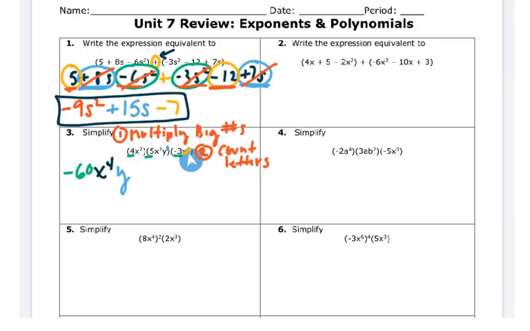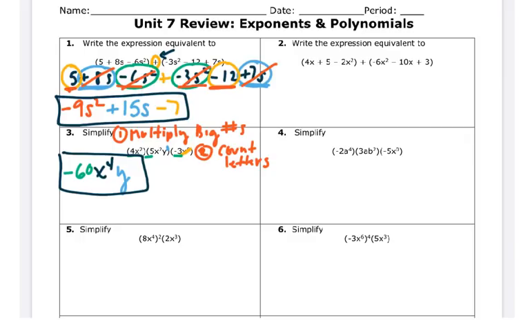Notice I didn't count this x because it was x to the 0. You can just cross it right out. Keep the coefficient, keep the big number, but you can cross out that x. So this is our final answer for number 3. We multiplied those coefficients, those big numbers, and we counted how many of each letter we had. So you go ahead and you can try number 4, and we can keep going through the odds.